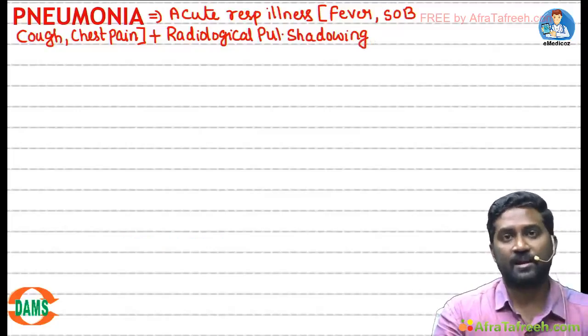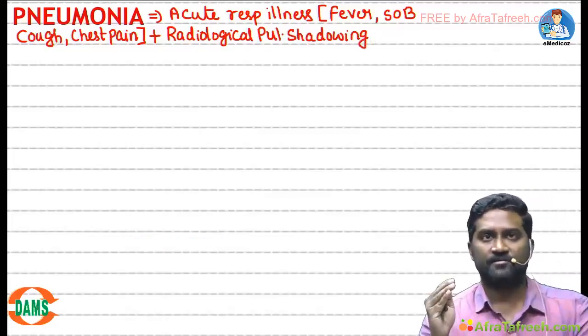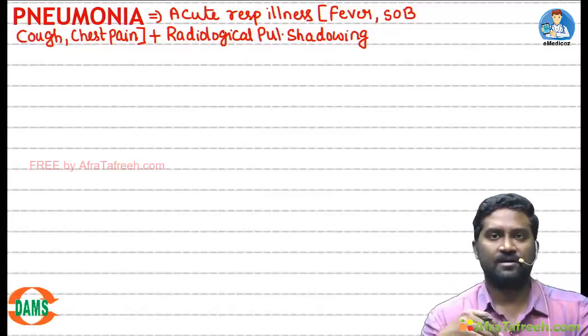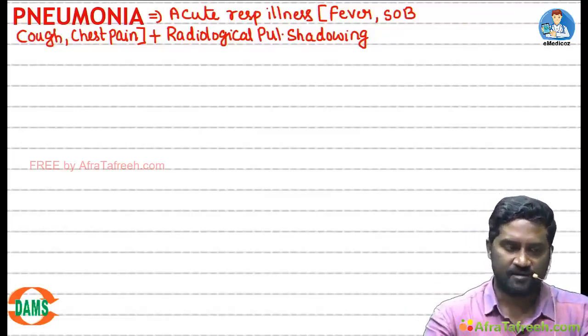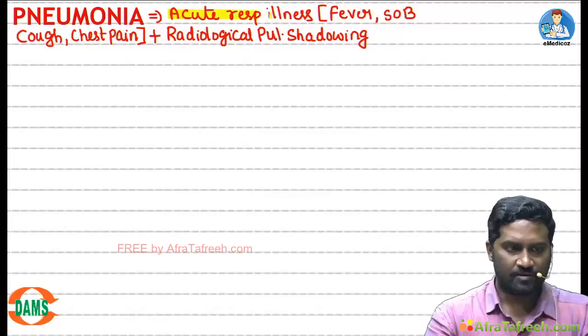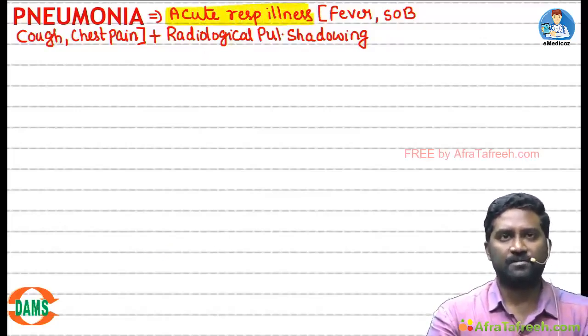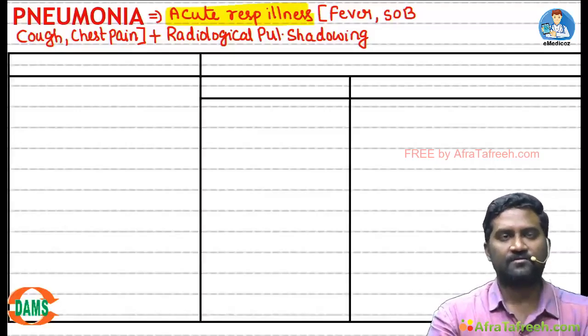Write down the classification of pneumonia. There are many classifications. First we will discuss classification based on site of occurrence, then classification based on the clinical manifestation. Pneumonia is an acute respiratory illness. The patient will have fever, shortness of breath, cough, a combination of these symptoms, chest pain with radiological pulmonary shadowing. So write down the classification.